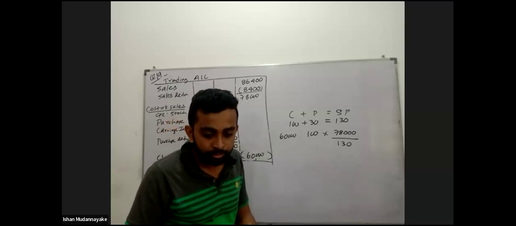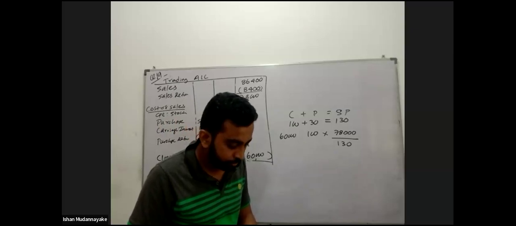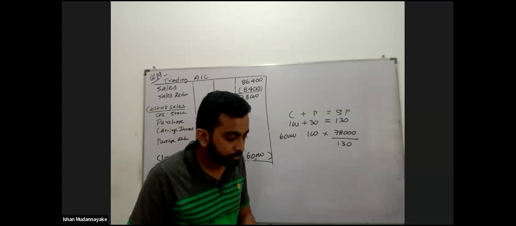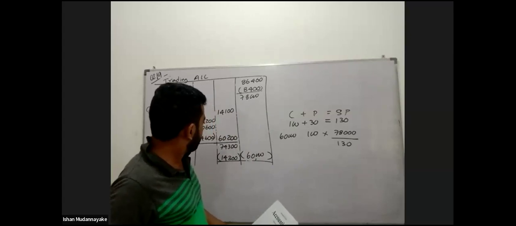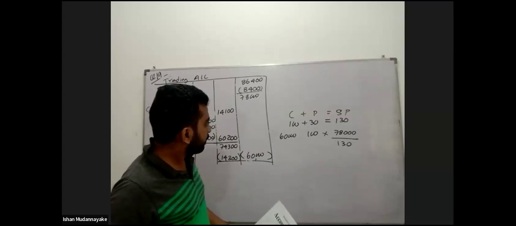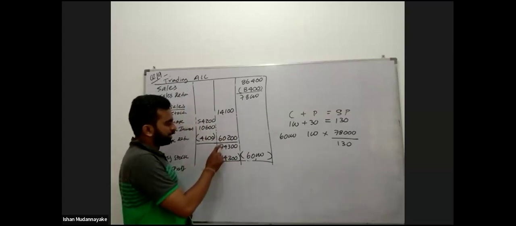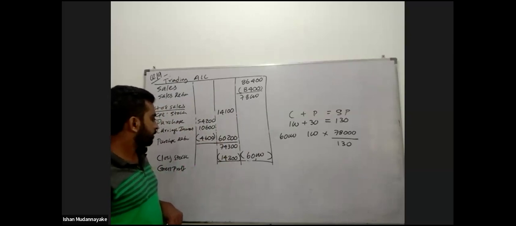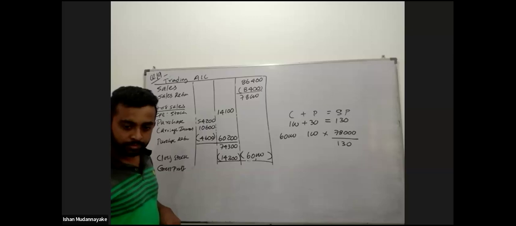Sir, in the trading account, cost of sales 60,200, no? No, 60,000 is cost of sale: purchase plus carriage inwards minus purchase returns. Yes, all right, then, 60,200. Okay, sir.